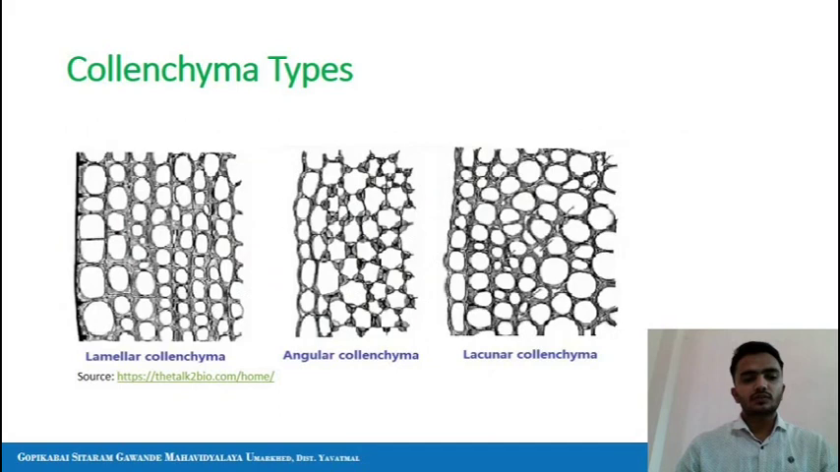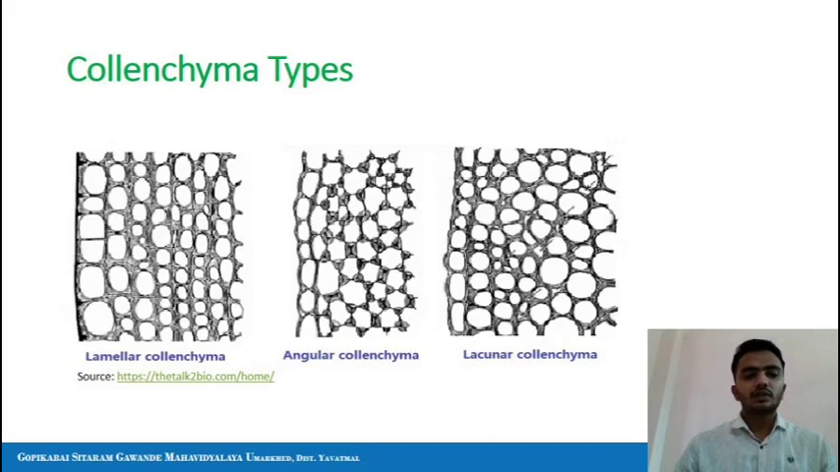So here, the first one is the lamellar collenchyma, the second one is angular collenchyma, and the third one is the lacunar collenchyma. Here you can see the cells have large air spaces, or lacunae, that's why it is known as lacunar collenchyma. And in this type, the cell walls are thickened due to the deposition of lignin at the angles or the corners, so they give an angular appearance. So this collenchyma is known as angular collenchyma.